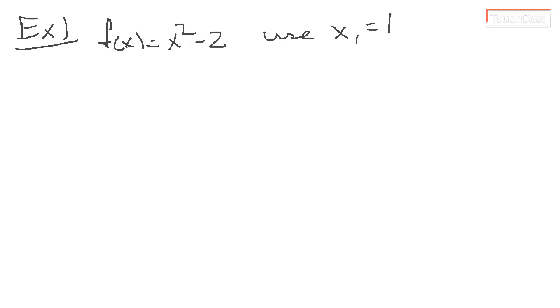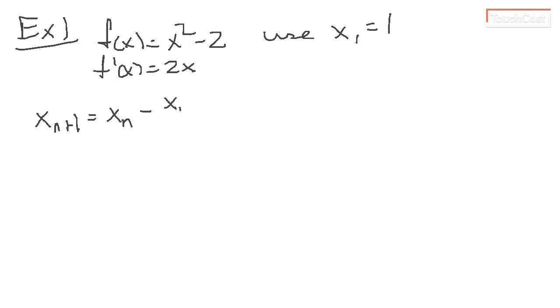So there's a few things we need to first know. We do need to find the derivative. So if we were to take the derivative of this function, we're going to get 2x. So we can now set up our formula, which we can write as x_{n+1} equals x_n minus f of x_n. We know f of x, so we're going to replace x squared with x_n.